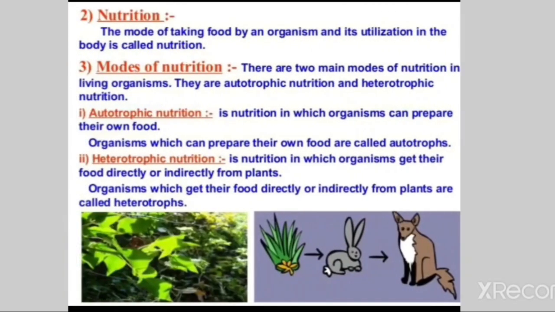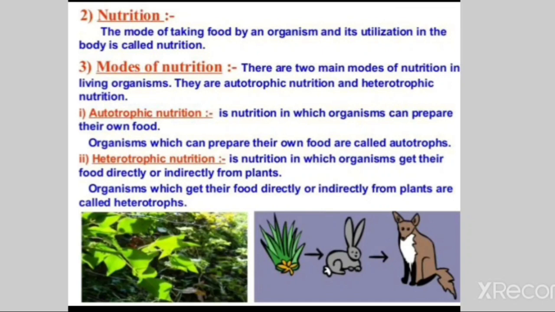Now we will learn about nutrition. The mode of taking food by an organism and its utilization in the body is called nutrition. There are two main modes of nutrition. They are autotrophic nutrition and heterotrophic nutrition. First, we will learn about autotrophic nutrition. It is the nutrition in which organisms can prepare their own food, and those organisms are known as autotrophs.